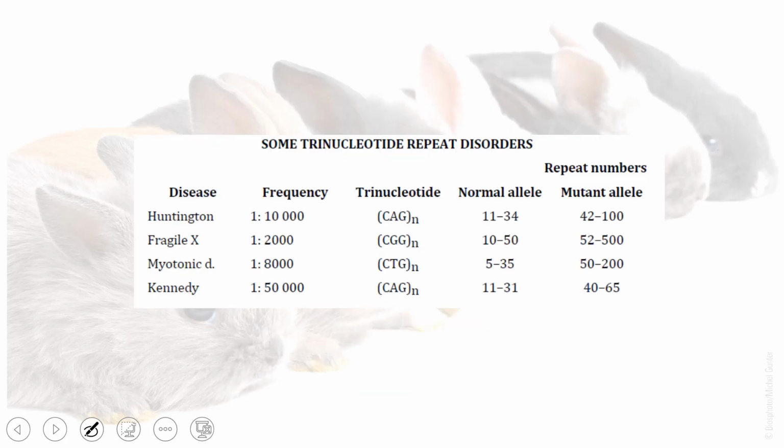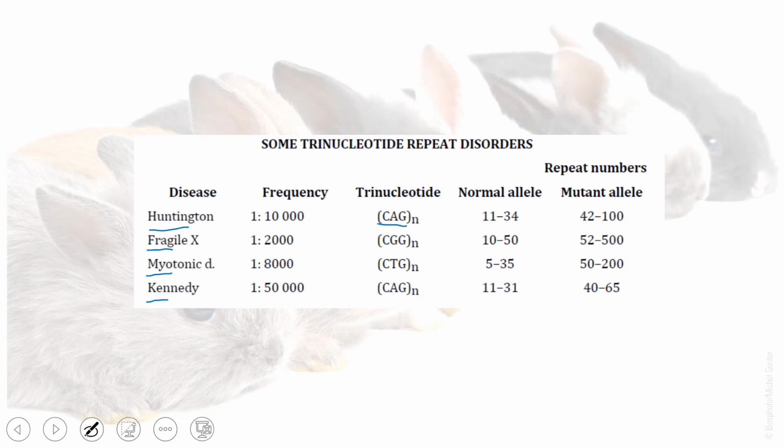All right, so remember, we were talking about mutational hotspots, which are where you have palindromic sequences and repeated sequences. And so here are 4 diseases: Huntington disease, Fragile X, myotonic dystrophy, and Kennedy disease, that are the result of an increase in the number of repeats.